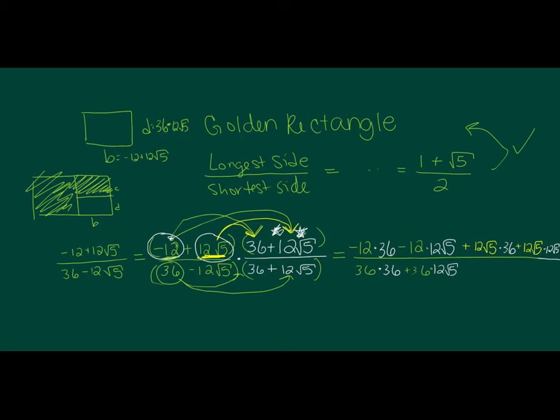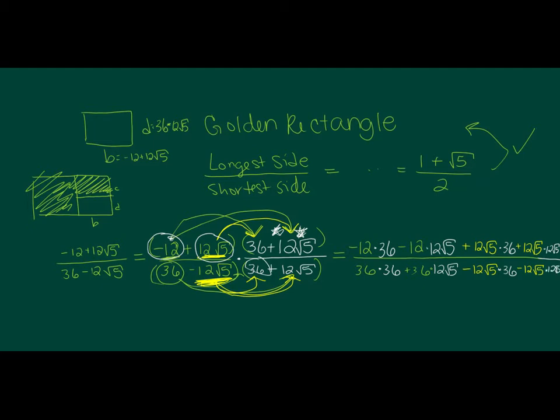All right, and we're going to use yellow for this one. Negative 12 root 5 also has to be multiplied by both of these terms, 36 and 12 root 5. So let's go ahead and do that. Let's follow along here. I've got negative 12 square root of 5 being multiplied by 36. Lastly, I'm taking negative 12 root 5 and multiplying it by positive 12 root 5.